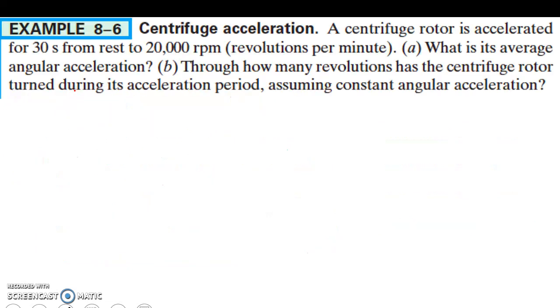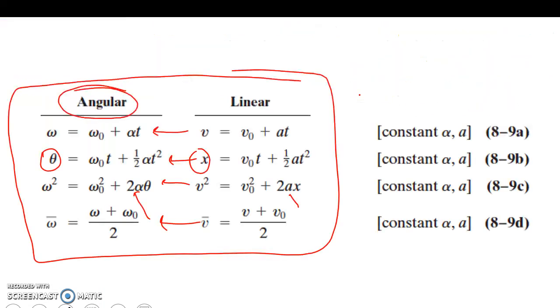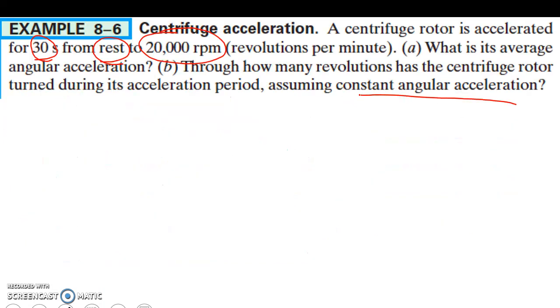So we've got a centrifuge rotor that is accelerated for 30 seconds from rest to 20,000 revolutions per minute. The question is, what is the average angular acceleration, and how many revolutions does the centrifuge rotor turn during its acceleration period, assuming constant angular acceleration? Again, constant angular acceleration means we can use these equations. So, what is the average angular acceleration?